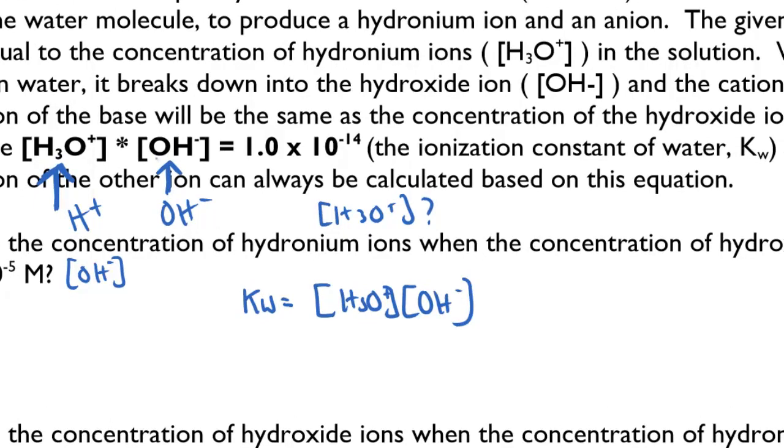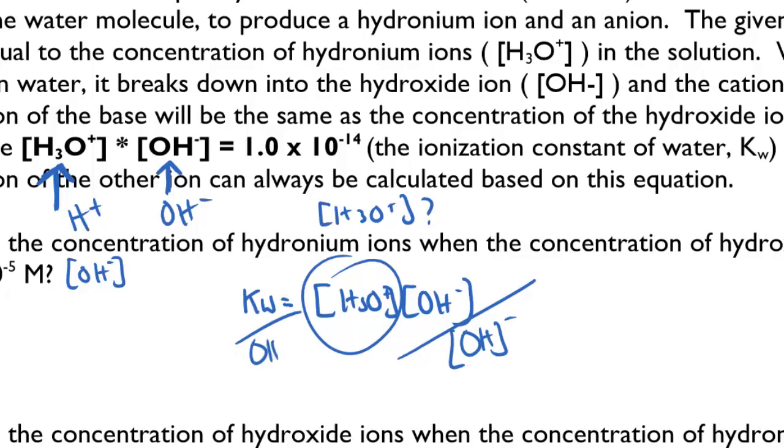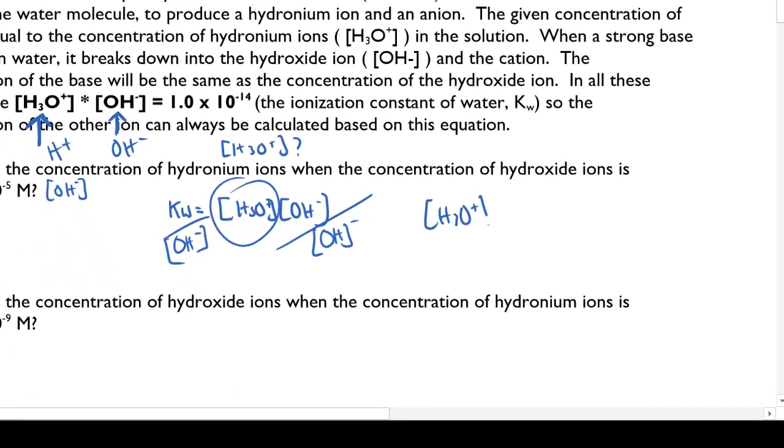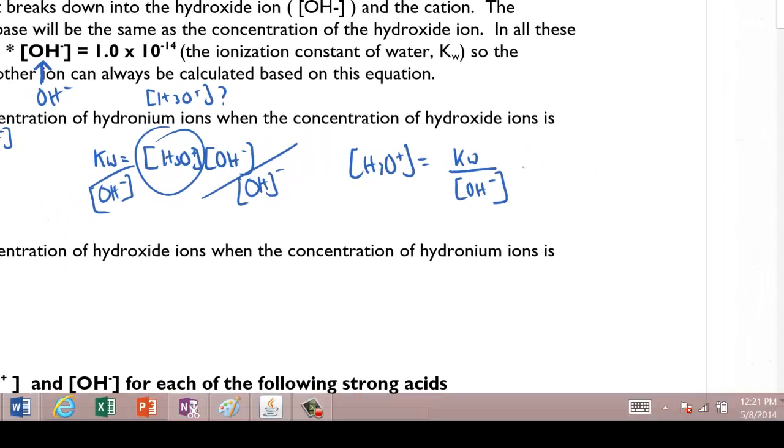And so if I wanted to find this, we just divide both sides by OH minus. What that does for us now is it gives us a new expression: H3O plus is equal to that Kw value divided by my hydroxide ion concentration. So now we can just plug stuff in.